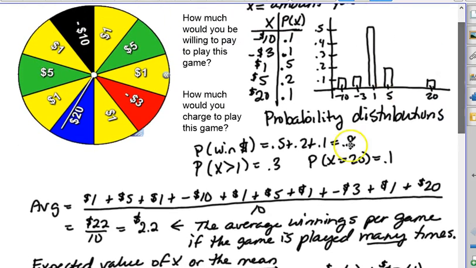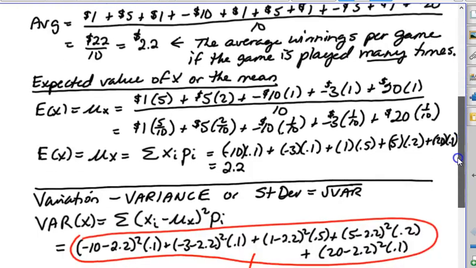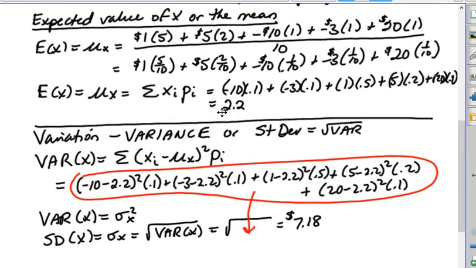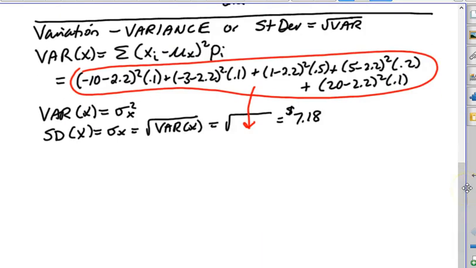So knowing the probability of winning anything at all is 0.8. The probability of winning something more than $1 is 0.3. The probability of winning $20 is 1. If you played the game a lot of times, you would have a $2.20 average winning with a variability of 7.18. So this is the typical amount that your winnings vary from the mean.